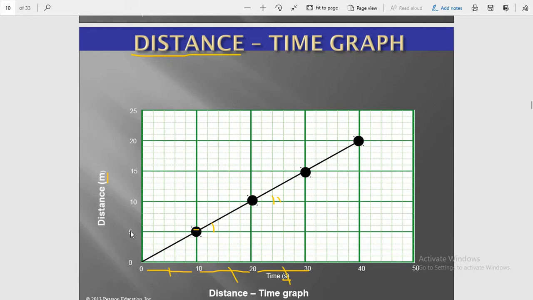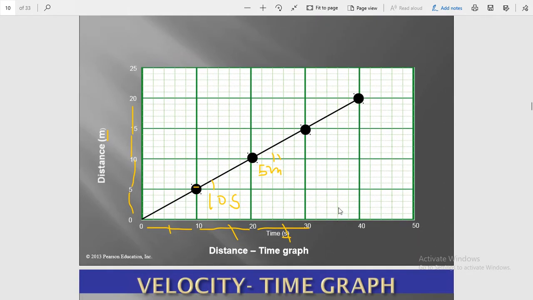Okay, similarly you can see here the distance differences. You can see this one is 5 meters, then this one is again 5 meters, this one is again 5 meters and 5 meters. Okay, so it means in each 10 seconds the object travels 5 meters. So this one is 5 meters and this one is 10 seconds.